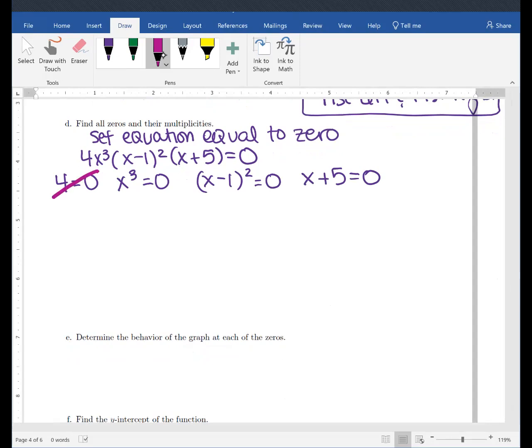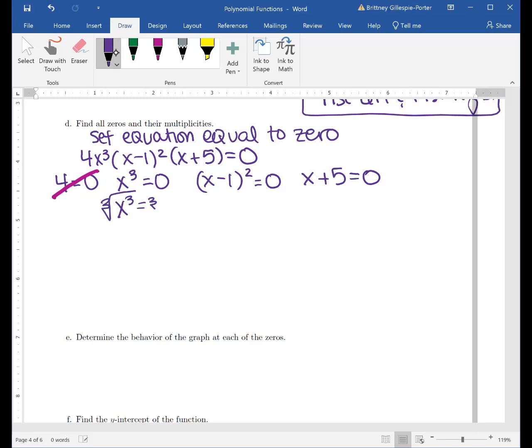4 is never going to equal 0. We don't care about it. We move on. For x cubed equal to 0, we would have the cube root of both sides if you want to get technical. And here, we would get x equal to 0, because on the left-hand side, the cubes cancel and the cube root of 0 is 0.